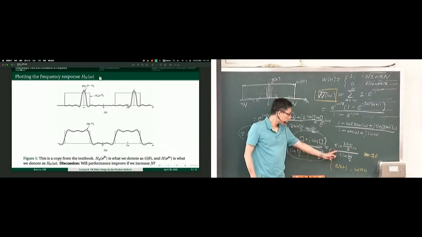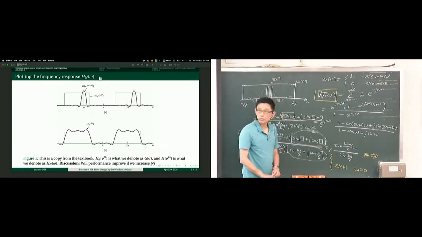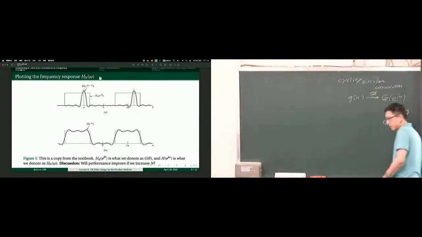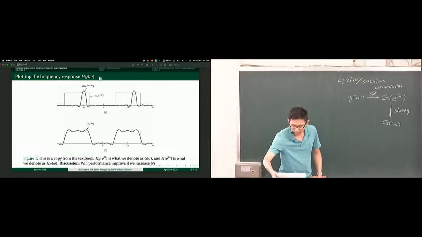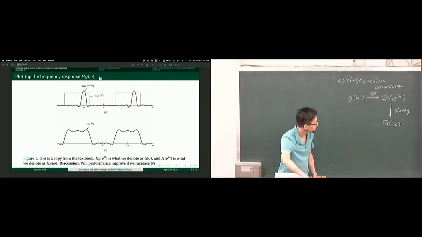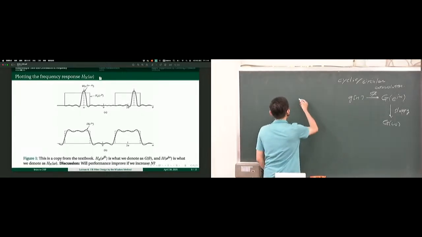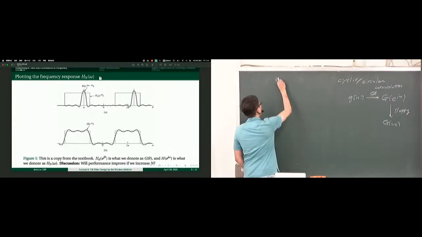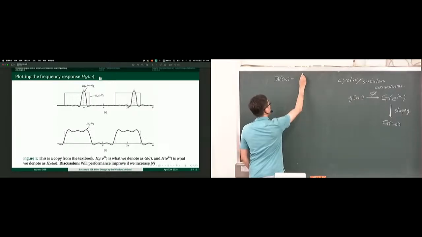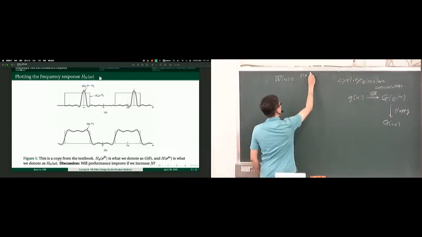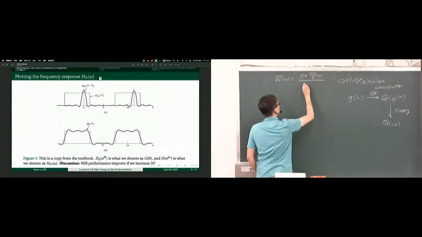So if you make a plot right here, big W of omega equals, let me simply say, sine over sine, okay?